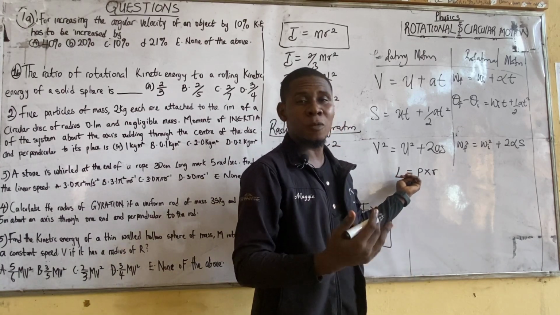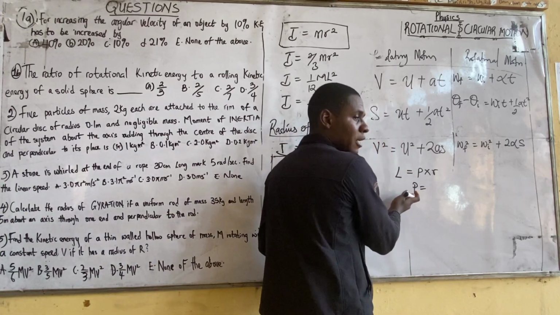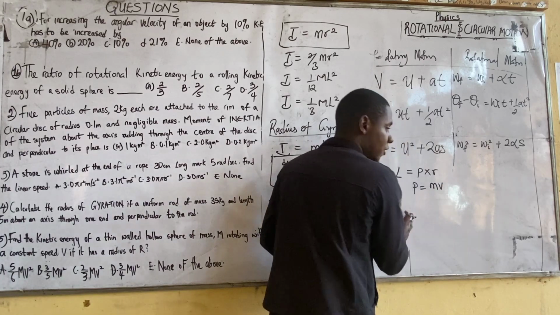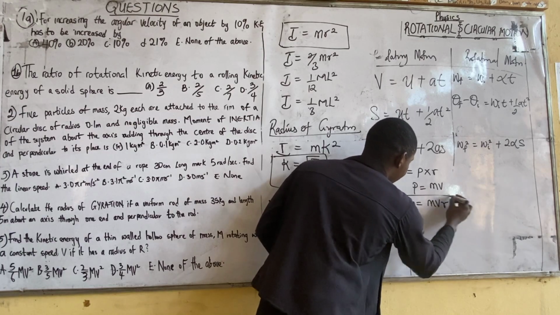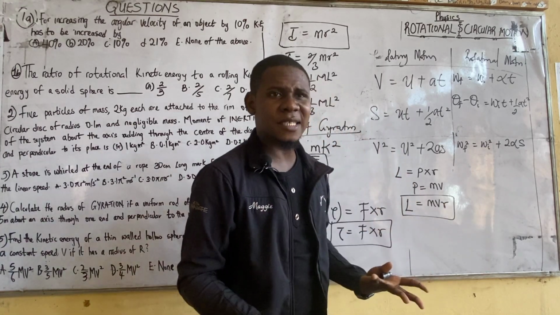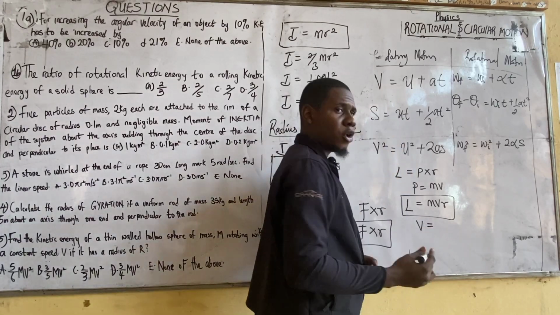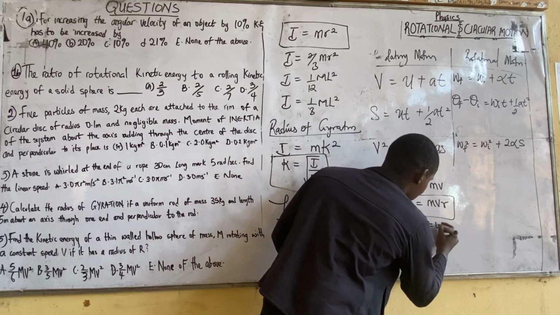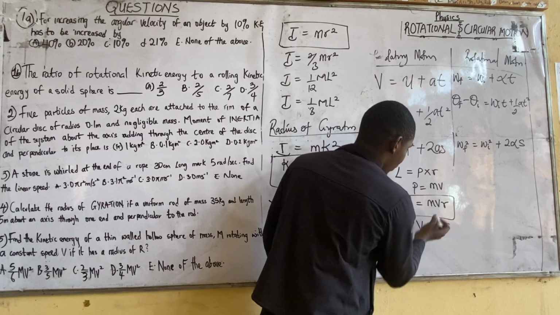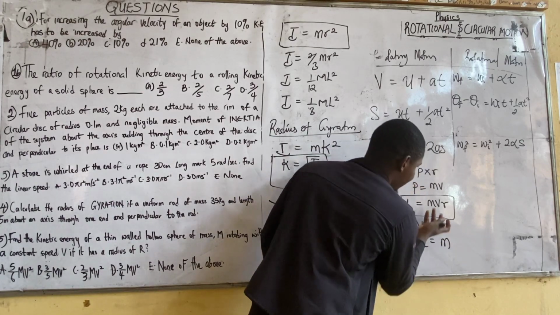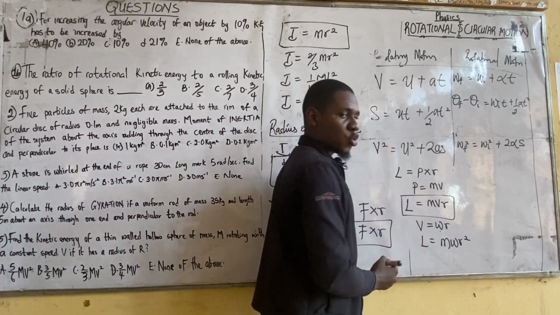Let's assume that the body is coming from rest, so the initial velocity is 0. Linear momentum is mass times velocity, so angular momentum becomes m v r. And you remember from your elementary class that velocity is equal to angular velocity times the radius of the body. So L is equal to m, v is now omega r, times r, giving us r squared.